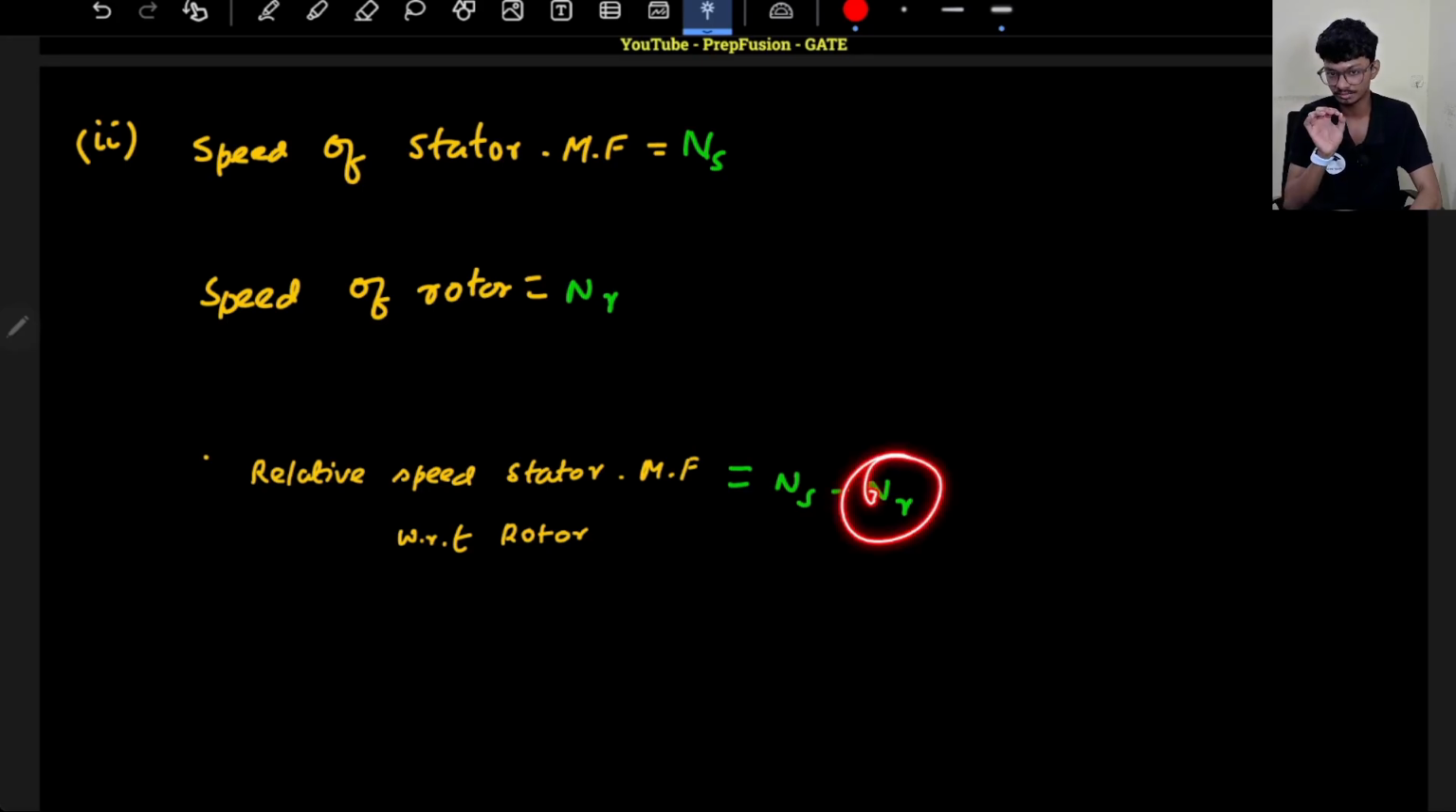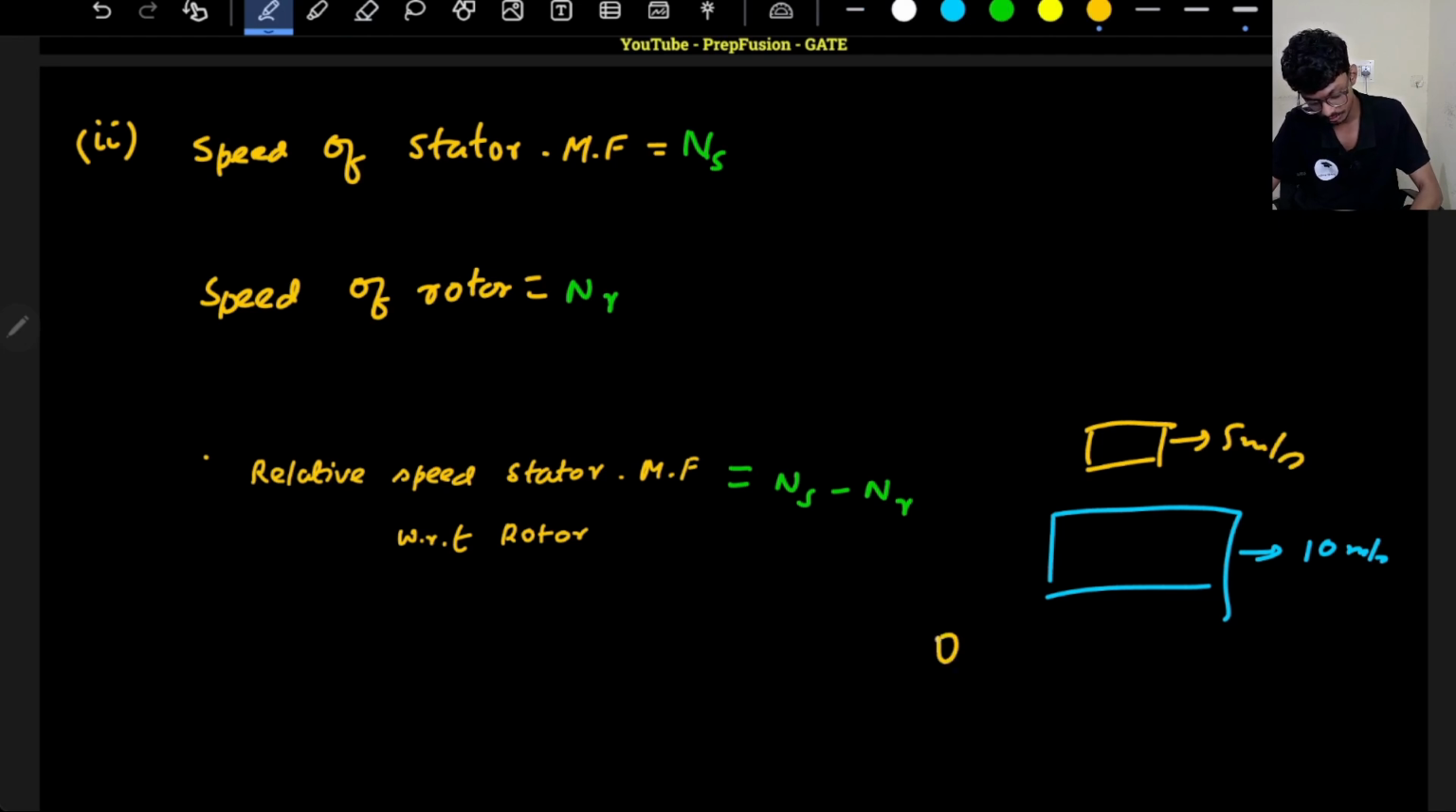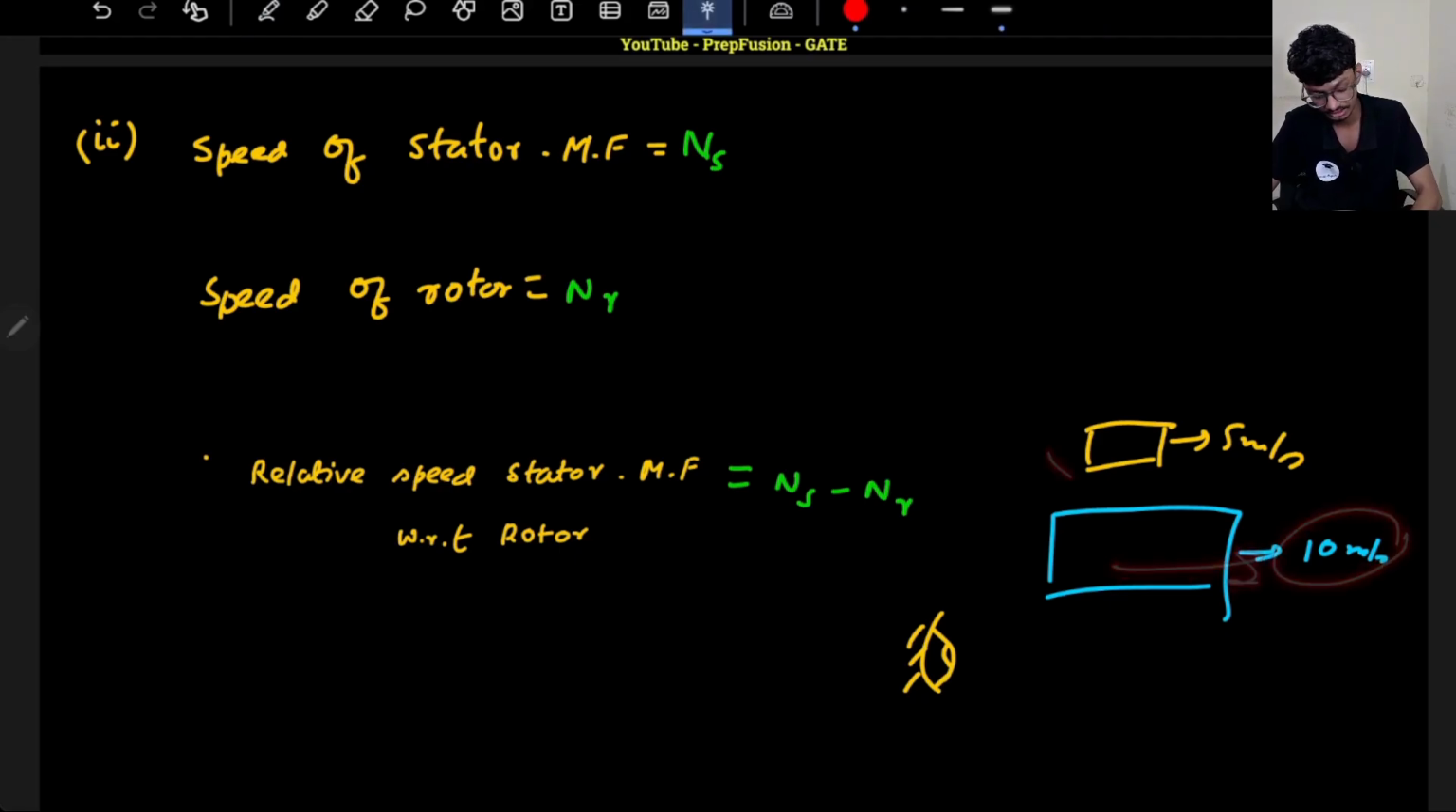But for a moving object like the rotor, it is not observing that the stator magnetic field is moving with a speed ns. Same thing, if I have a box over here, right? If this box is moving with 10 meter per second, and this box here is moving with 5 meter per second, then with respect to a stationary observer, that observer will see that this blue box is moving with 10 meter per second, and this yellow box is moving by 5 meter per second.